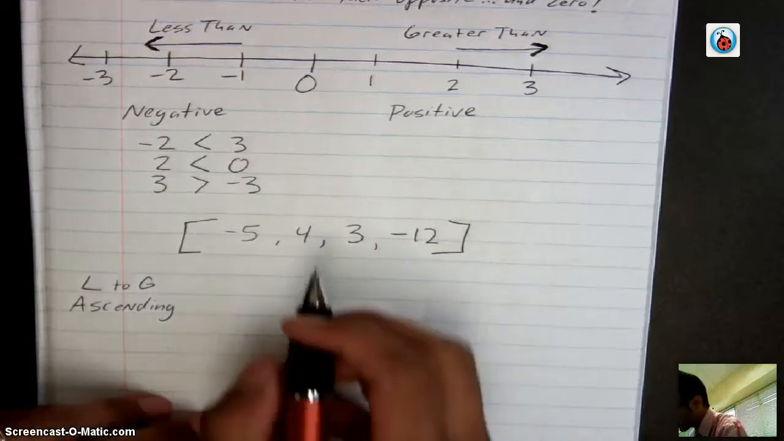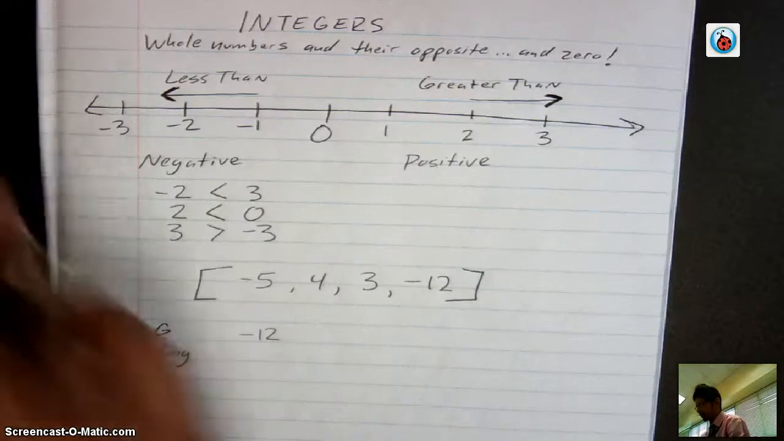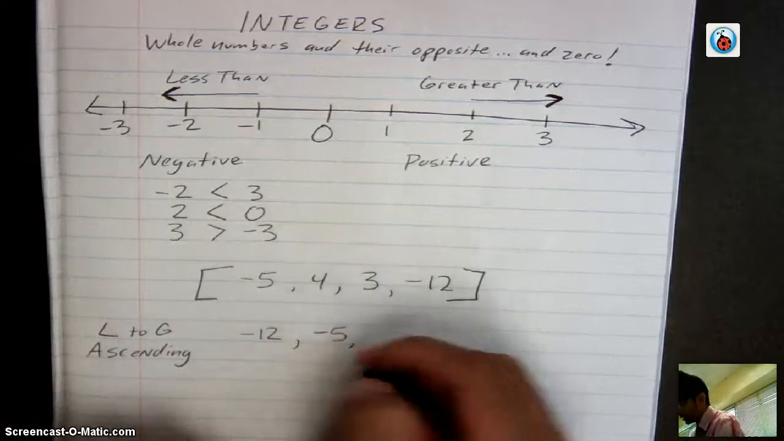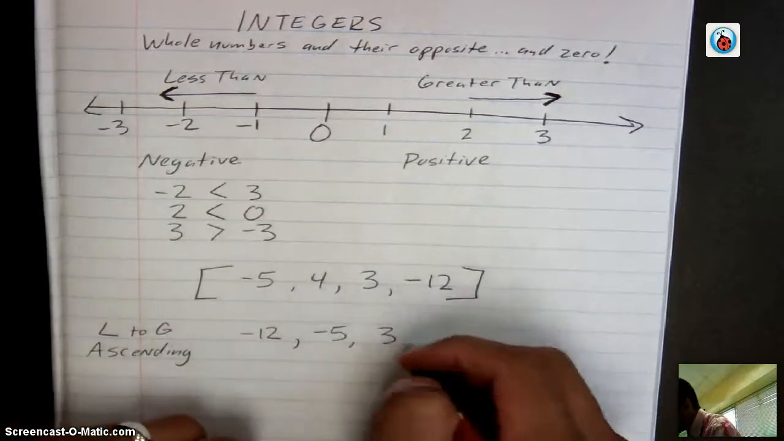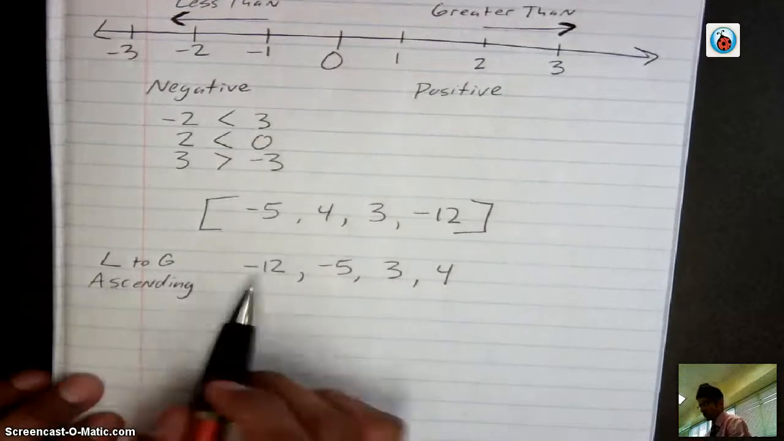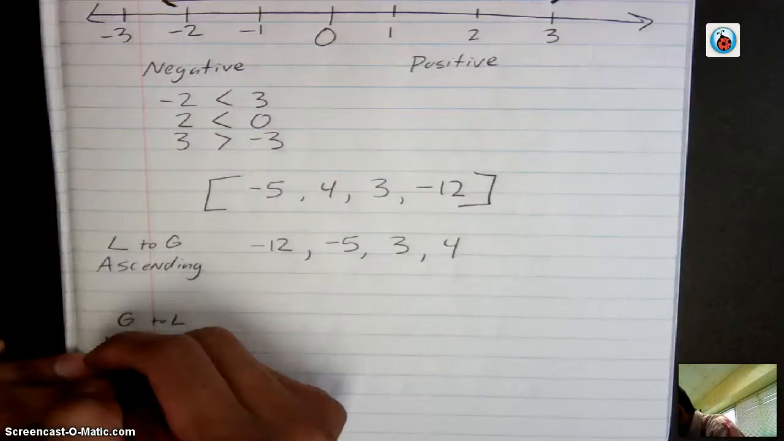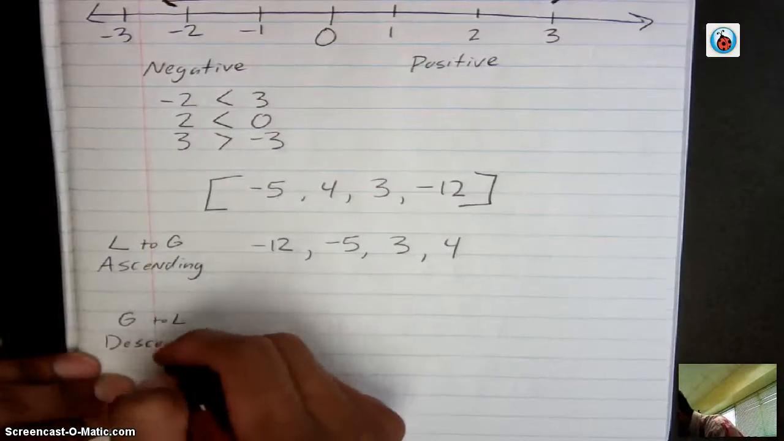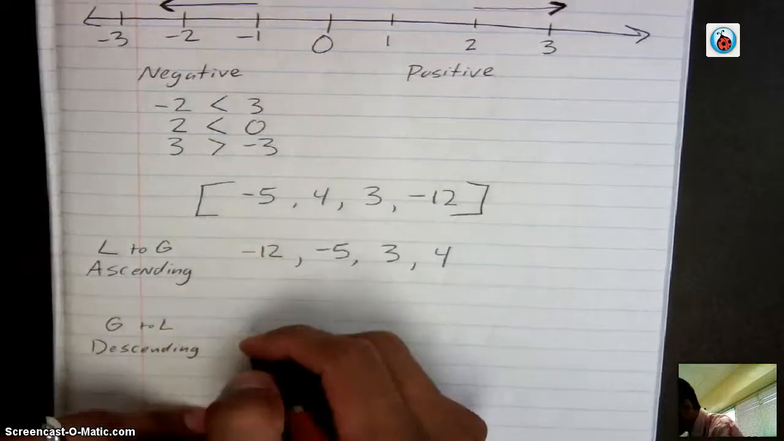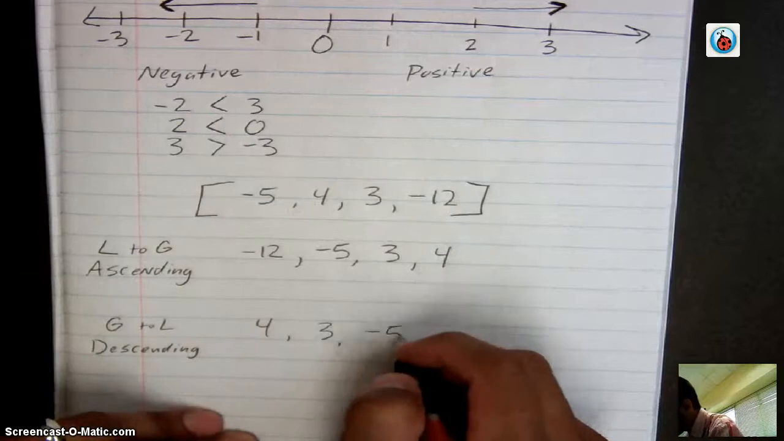So our smallest number up here is negative 12, because that would be most left on a number line. It'd be way over here. The next one would be negative 5. And then the next ones would be 3 and 4. So there's the numbers in ascending order, least to greatest. Now from greatest to least, that would be descending order. And so the biggest number on this list would be positive 4, and then positive 3, negative 5, and negative 12.